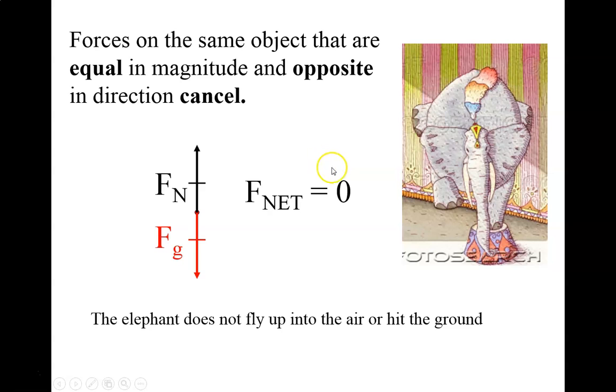So again, forces that are equal and opposite in direction cancel. We know that the forces are balanced on the elephant if he's stationary, which he looks like he is, although I don't think he can balance like that. So we say that the net force is 0, or the sum of the forces is equal to 0, when the forces are balanced, or they're equal and opposite. All ways of saying the same thing.